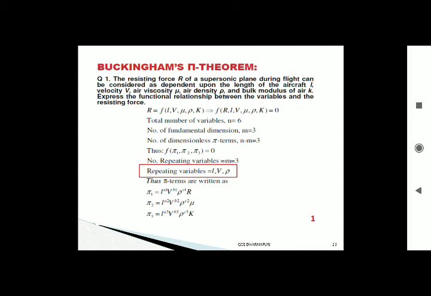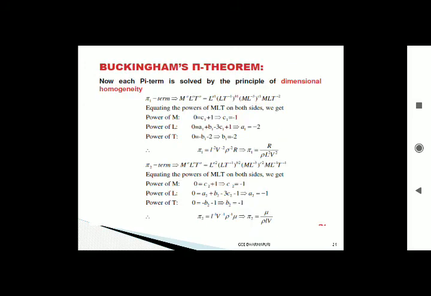Now I have to choose the repeating variables. The first repeating variable should be a geometric property. The second repeating variable should be the flow property. The third repeating variable should be a fluid property. Then the fourth one is the non-repeating parameter. Like that I write the 3 pi parameters. Then for each pi term I write the dimensions on both sides, and by equating I will get the 3 pi terms.